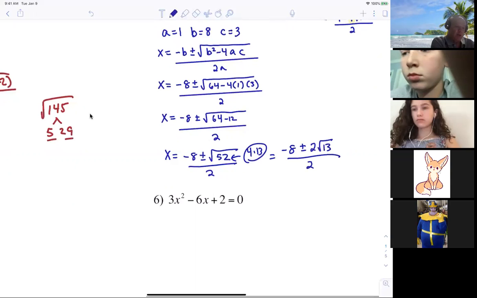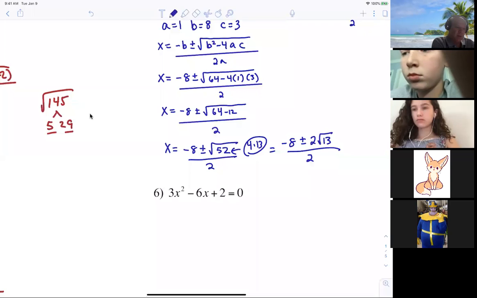And now we look at it and we see that everything is divisible by 2. So our final answer is just -4 plus or minus, I could put the 1, but it's not necessary, radical 13. Now I know I went a little fast.